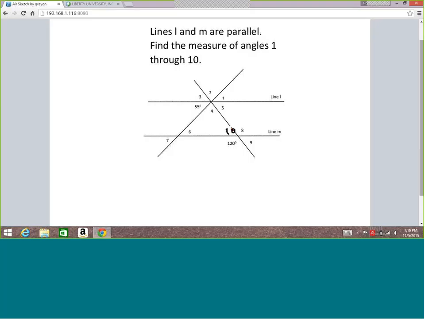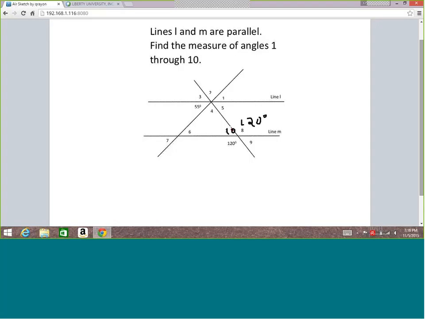We start with angle measures that we know, and just go one at a time to see what we can find. Now, right away, I see some vertical angles. For instance, if I look at the 120 degree angle, I see that it's a vertical angle with angle 8, which tells me then angle 8 is 120 degrees.